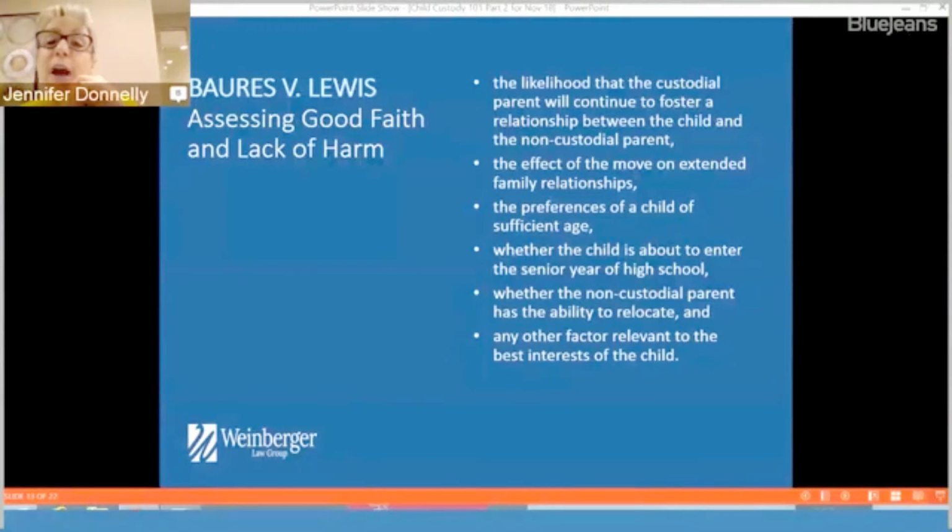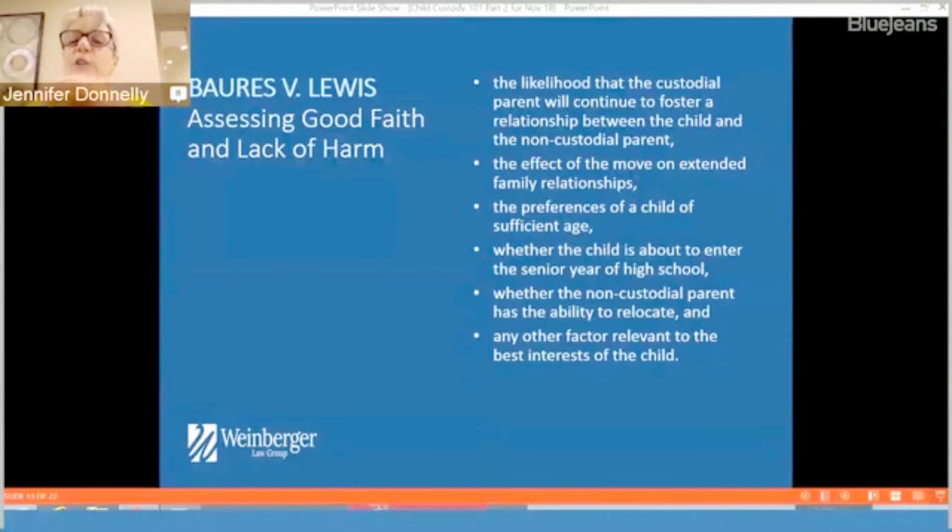Continuing with the Bowers factors, the likelihood that the custodial parent will foster a relationship between the child and the parent who's staying here in New Jersey. The effect of the move on extended family relationships. What if the child is leaving grandparents here in New Jersey, and the child is very bonded with the grandparents? What's going to happen to those relationships?